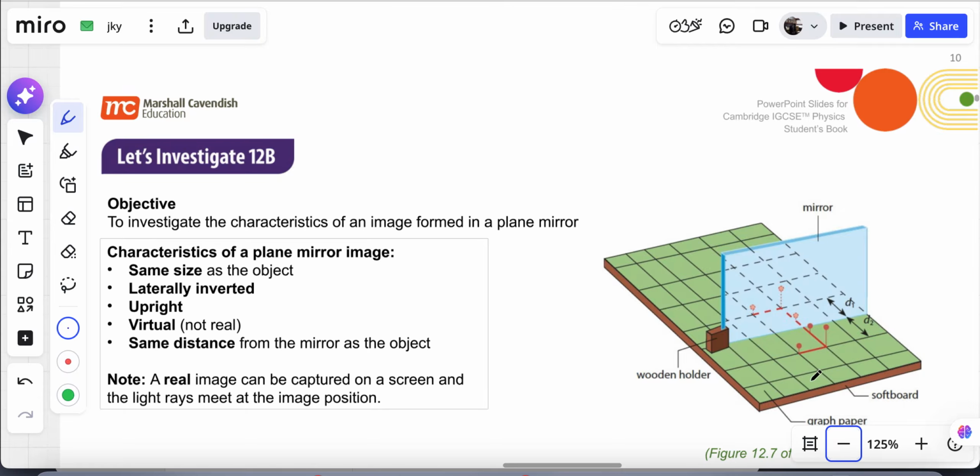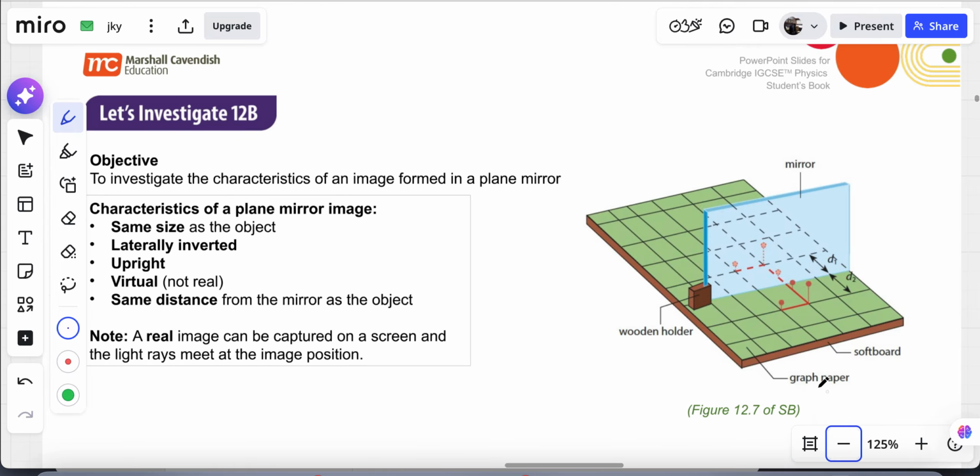This whole is a soft board, and this is a graph paper. You put a graph paper on top of the board. Then you put an object. You put a mirror here. Put an object so you can see the distance from the object to the mirror, and it will be showing on the mirror the same distance away from the object.